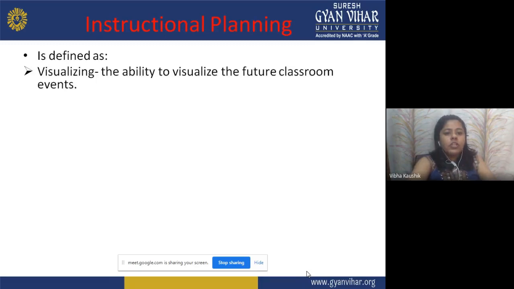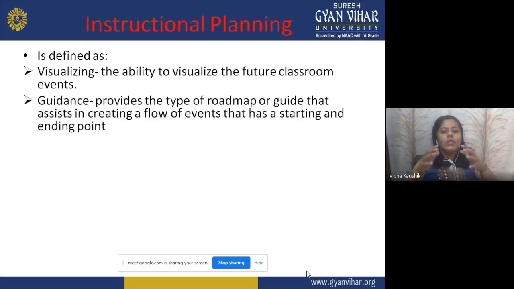Now, instructional planning is defined as the ability to visualize future classroom events. What is instructional planning? It is a type of ability. It gives the teacher the ability to visualize how the future classroom events will happen.